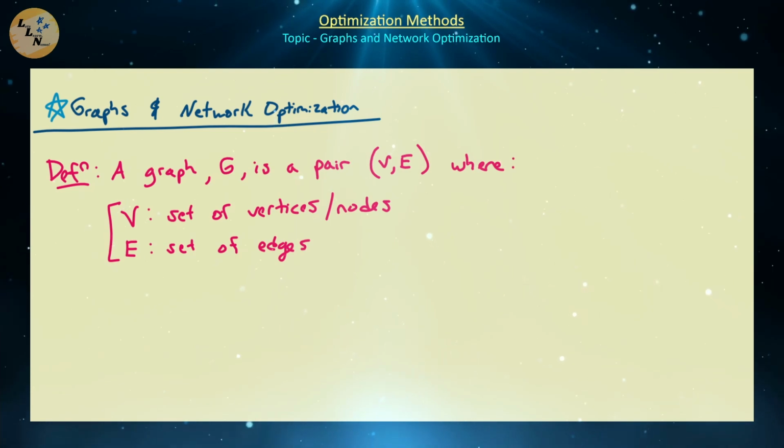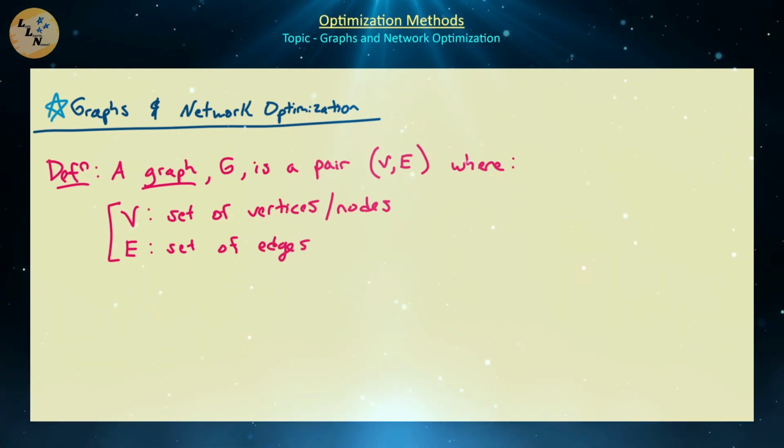Before we get into the main example of this discussion, I just want to briefly mention a few concepts from graph theory that you may or may not already be familiar with. So first off, what is a graph? A graph is an ordered pair (V, E), where V stands for the set of vertices or nodes, and E is just a set of edges.